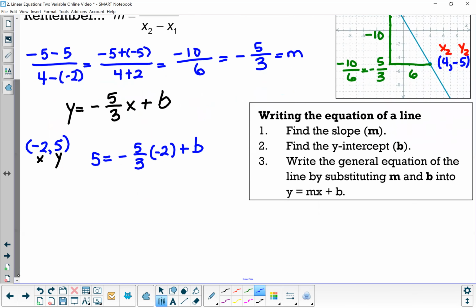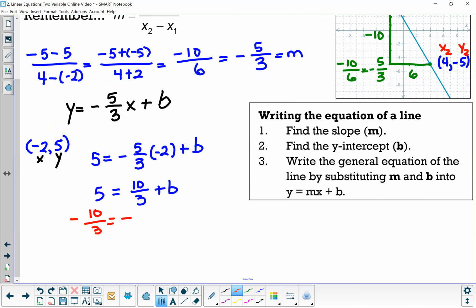All right, let's keep going. So -5/3 times -2 is going to be +10/3 plus b. And on the other side, we have 5. Keep going. So I'm going to subtract 10/3 from each side. All right, so on the left side, we're going to get 5 minus 10/3. And on the right side, that's equal to b.